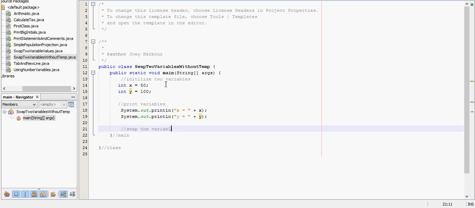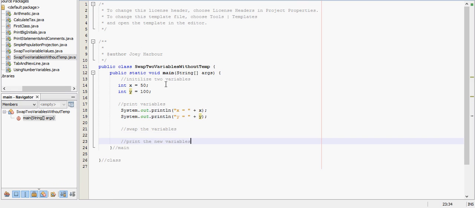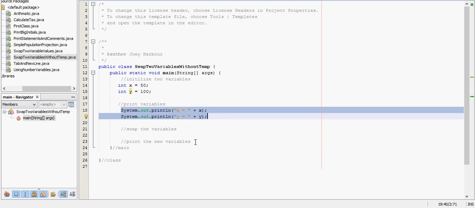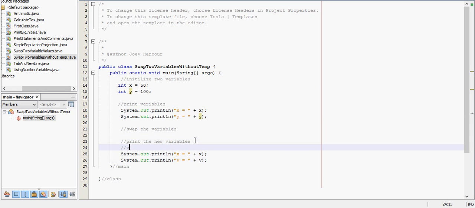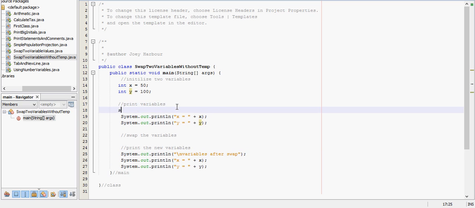Swap the variables, print the new variables. We'll copy that there. And we'll put something for the user to read. It'll say variables after swap. And we'll put something similar up here that will say variables before swap.